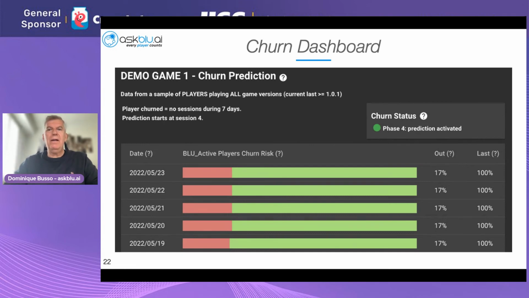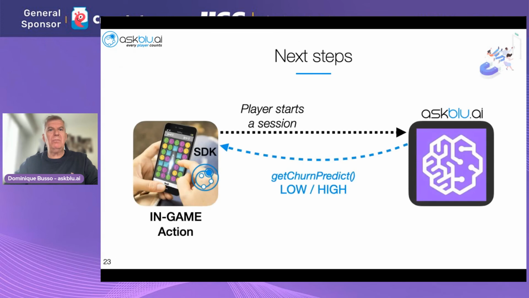Okay, last thing, I think almost at the end. What will be the next step for us for the churn prediction? These next steps are coming from what studios are asking us.